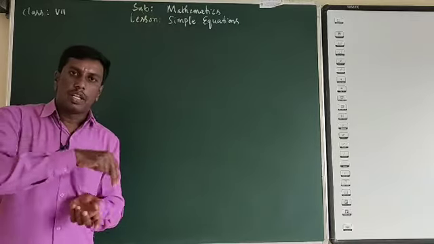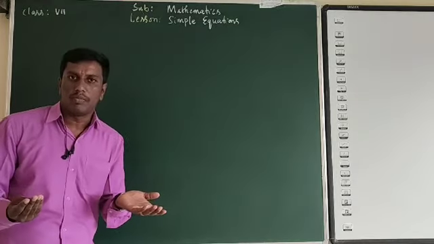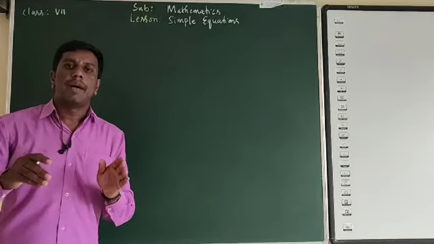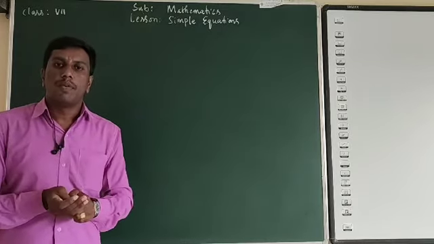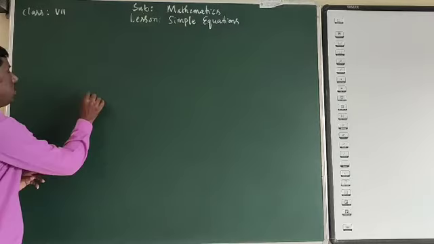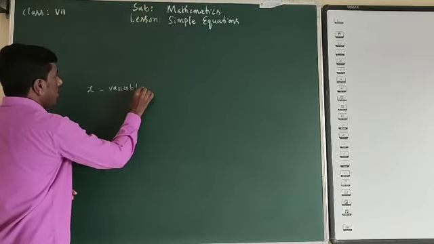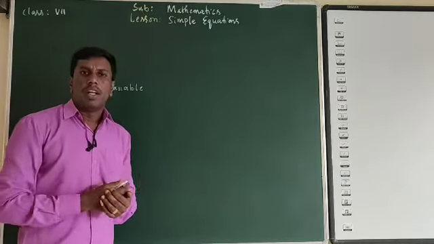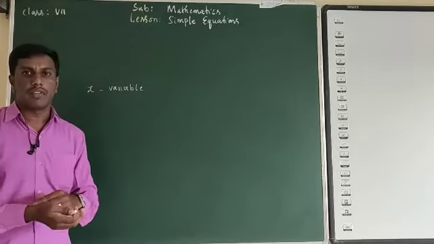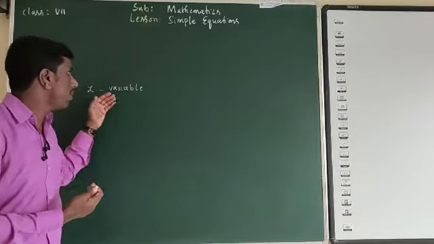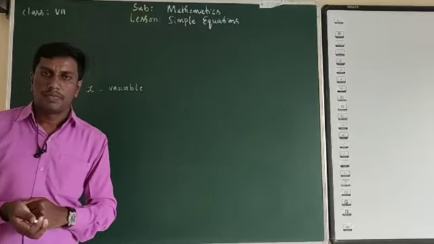Now again go back to that game. I had assumed a number from 1 to 10,000. I don't know that number. So I will be taking that number as an unknown number, and I will be taking it as a variable. You know what we mean by variable, right? The word variable means something which can vary. It is not a fixed value. It can change, right?